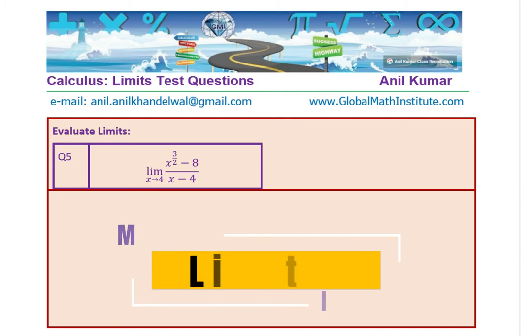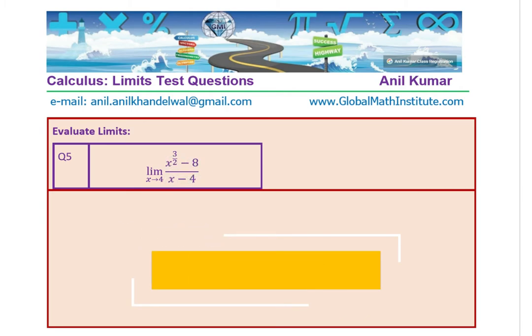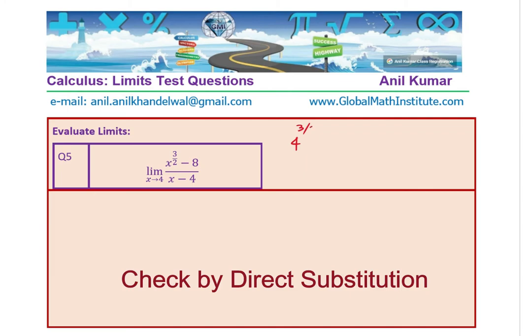We have the question: limit x approaches 4, x to the power of 3 over 2 minus 8, divided by x minus 4. Now in this particular case, if I substitute 4 here, then we get 4 to the power of 3 by 2 minus 8 over 4 minus 4. Denominator clearly is 0. Anybody can see that.